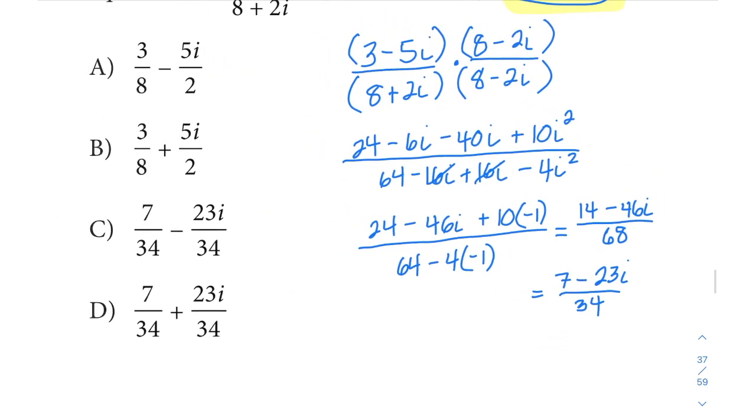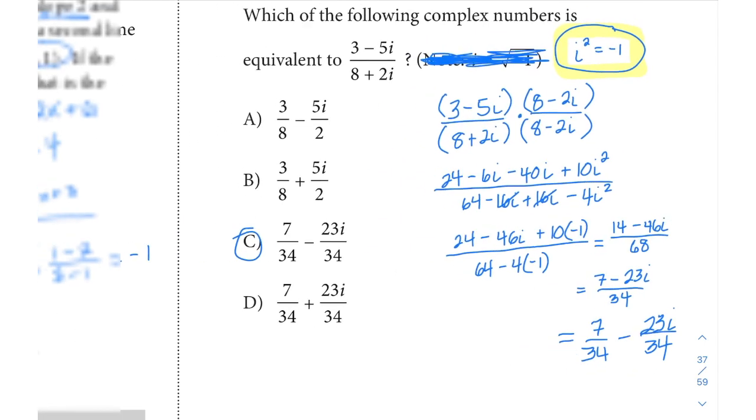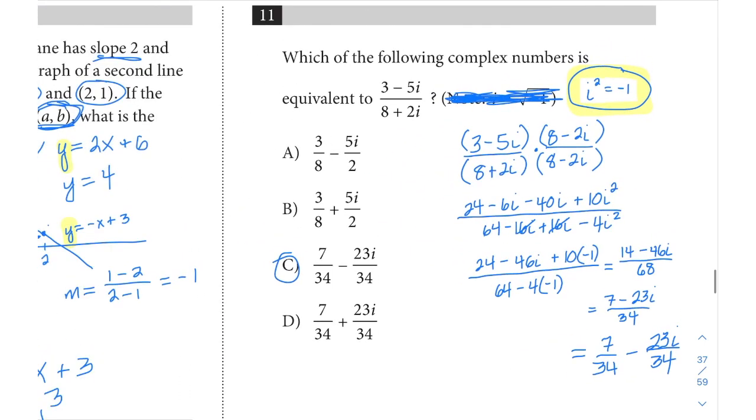And if we look in our answer choices, that's going to match answer choice C. They split it up, which you can do. Each term individually is over 34. So this is equivalent to saying 7 over 34 minus 23i over 34. And that's our correct answer for number 11.